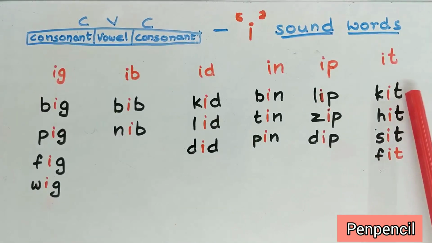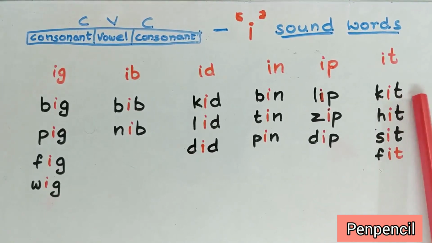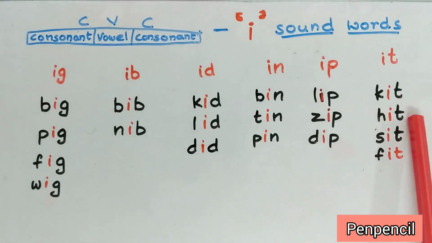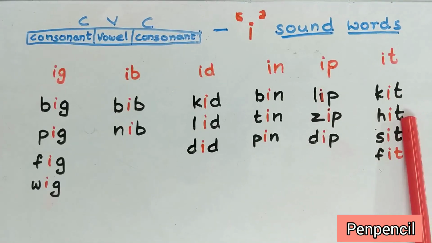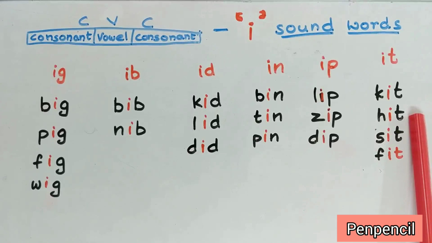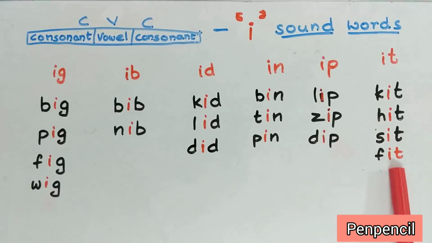IT sound words. K, I, T, kit. H, I, T, hit. S, I, T, sit. F, I, T, fit.